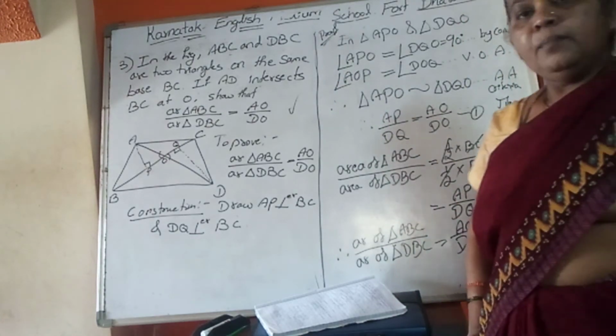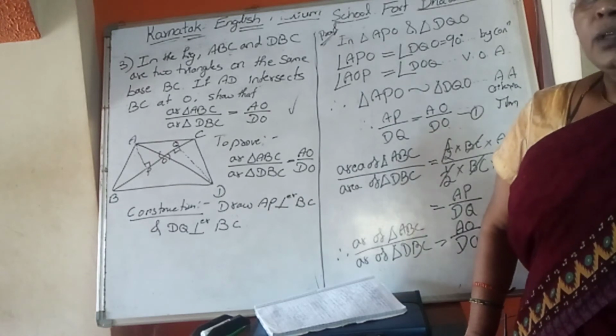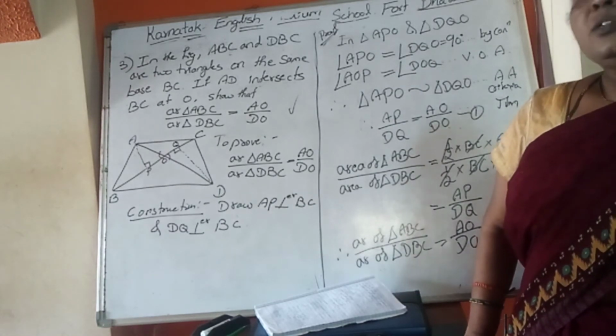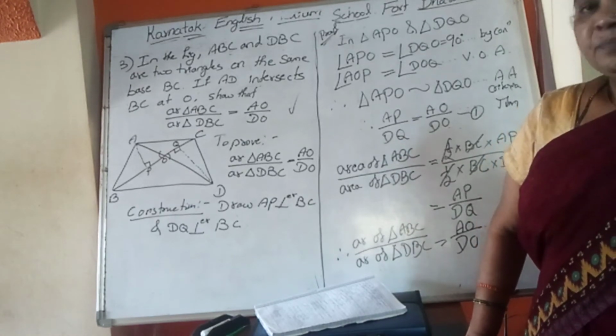Understood this theorem? Students, you prepare once, twice at home. Without seeing this, you try once again at home. Understood, students?